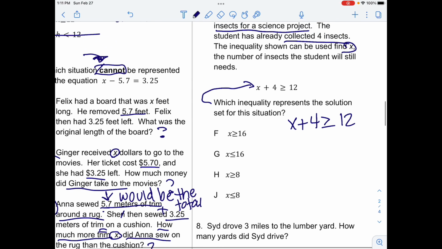All right, so now we know the same steps as solving an equation. What you do to one side, you do to the other, and use inverse operations. So we're adding 4, so I'm going to subtract 4 on each side.